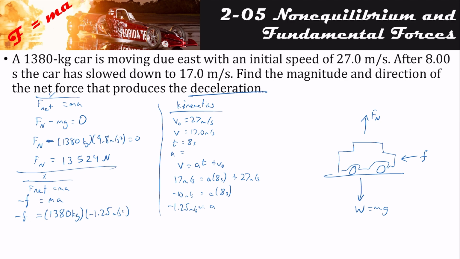So I can fill that in for my acceleration, and I end up with negative F is negative 1725 newtons, or our force that's slowing us down is 1,730 newtons if I use 3 significant figures. And which way is it going? It is going west.